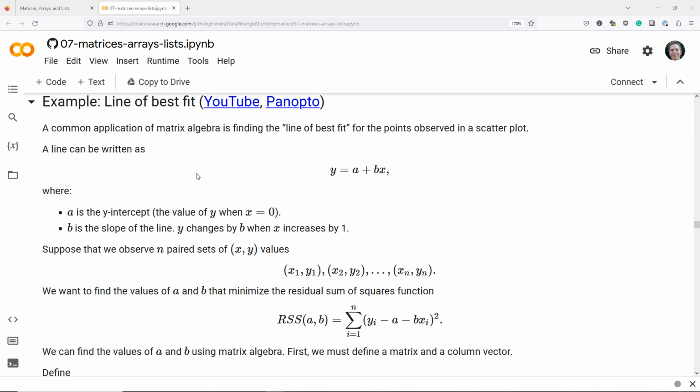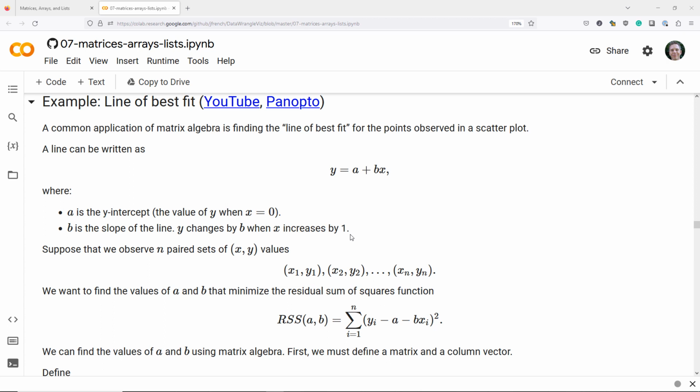In this video, we're going to demonstrate an application of matrix algebra to find the line of best fit for the points observed in a scatter plot. The equation for a line can be written as y equals a plus bx, where a is the y-intercept of the line, which is the value of y when x is equal to 0, and b is the slope of the line. Y changes by b units when x increases by 1 unit.